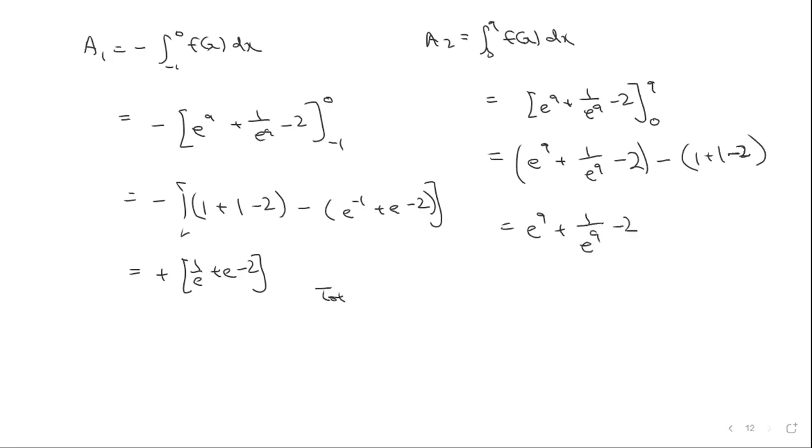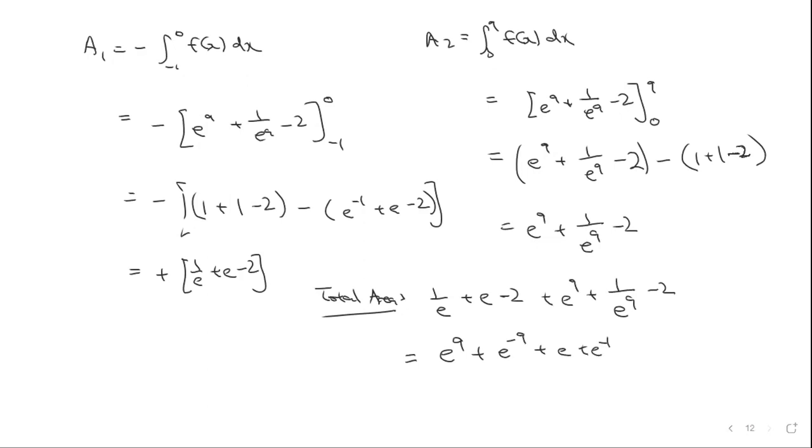So that means the total area will equal 1 over e plus e minus 2 plus e to the 9 plus 1 over e to the 9 minus 2. They've asked us to leave it in exact form, so I guess there's not a whole lot we can do here. It's going to be e to the 9 plus e to the minus 9 plus e plus e to the minus 1 minus 4. There is not too much we can do unless they've asked for a particular form. They said exact form, so that's what we would have. And that's how you do the question.